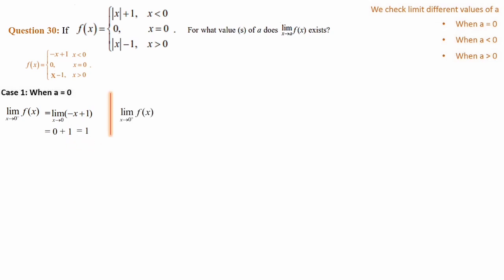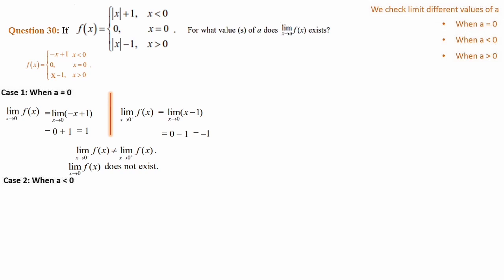And next is limit x tends to 0 plus f of x, that is equal to limit x tends to 0 plus. Here positive side means x greater than 0, so we are going to take the function x minus 1. Limit x tends to 0 of x minus 1. When we substitute x as 0, that is 0 minus 1, which is equal to minus 1. So clearly, the left hand limit is 1 and the right hand limit is minus 1. They are not coinciding, means they are not equal. So limit x tends to 0 of f of x does not exist. So in the first case, the limit does not exist.